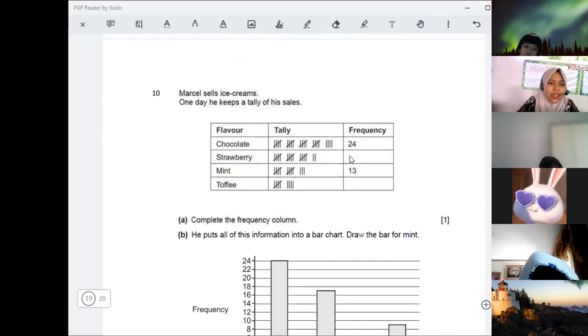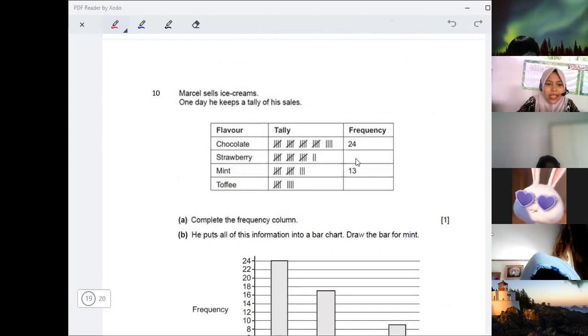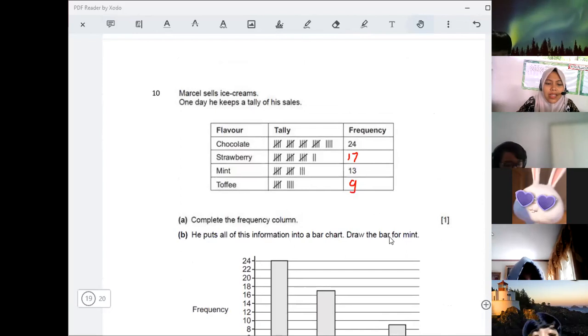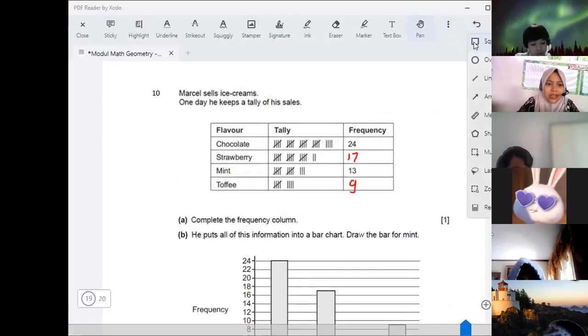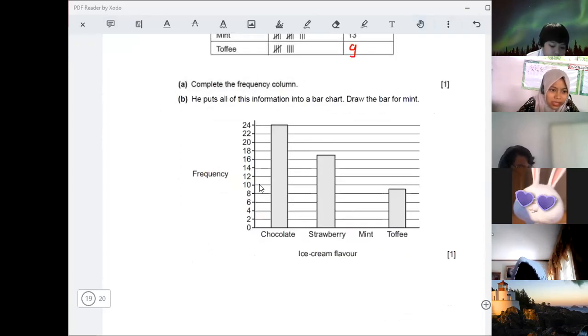Complete the frequency column. What should we write here? 5, 10, 15, then 17. 17. And then this one 5 and 9. 9. He puts all of this information into the bar chart. Draw the bar chart for mint. Mint is 13. 13 is after 12 ya. Right here.